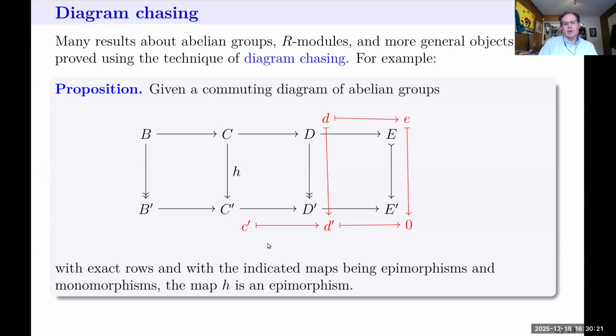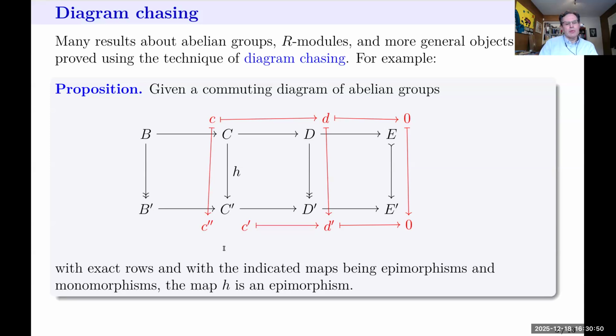But since this square commutes, and since the composite of these two maps is 0, we learn that E goes to 0. This map is injective, so we learn that E is 0. And now we can use the exactness here to get a preimage of little d that we'll call little c. And you might hope that we're done, that the image of this little c will be c prime, but there's no reason for that to be true.